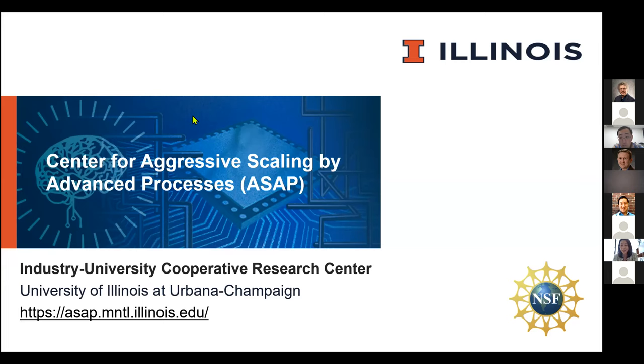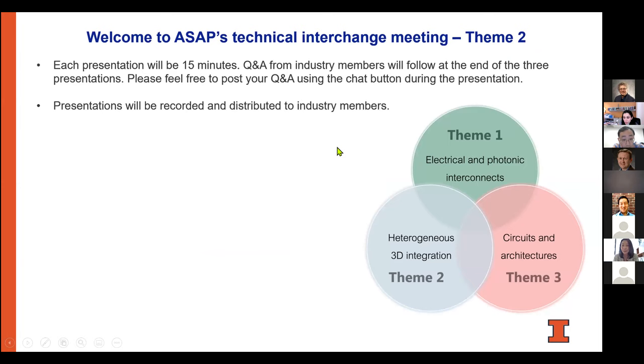This is the second technical meeting of our IUCRC Center, ASAP, Center for Aggressive Scaling by Advanced Processes. And we have three talks today. This is theme two and focuses on heterogeneous integration and particularly 3D heterogeneous integration.